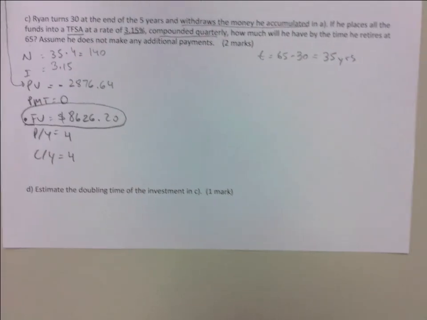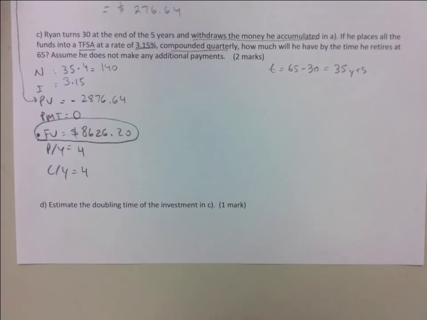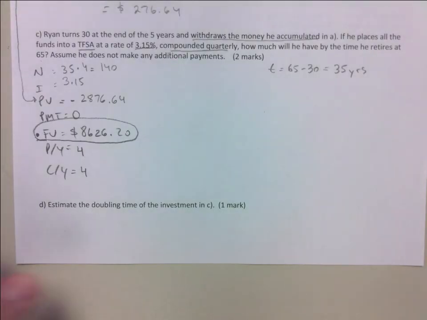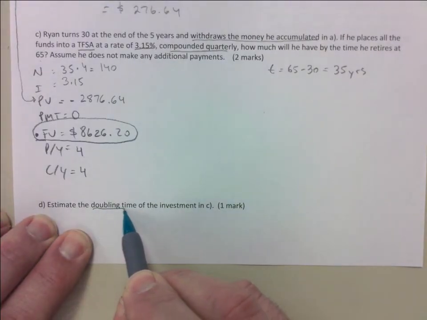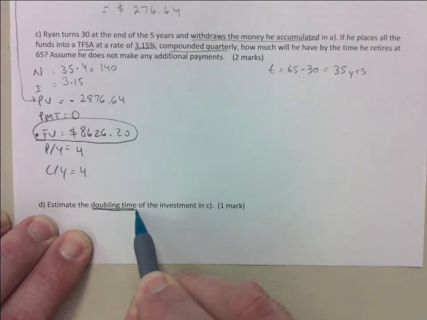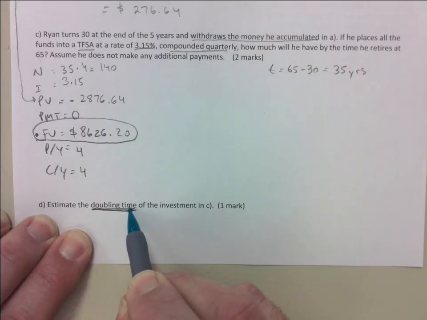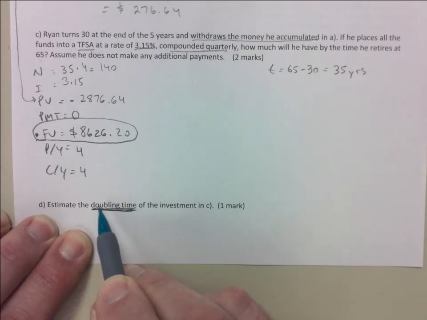Estimate the doubling time of the investment. Doubling time, what does that tell you? Like if I were to tell you doubling time, what comes to mind? The time it takes for your money to double. How could we do that using the TVM?